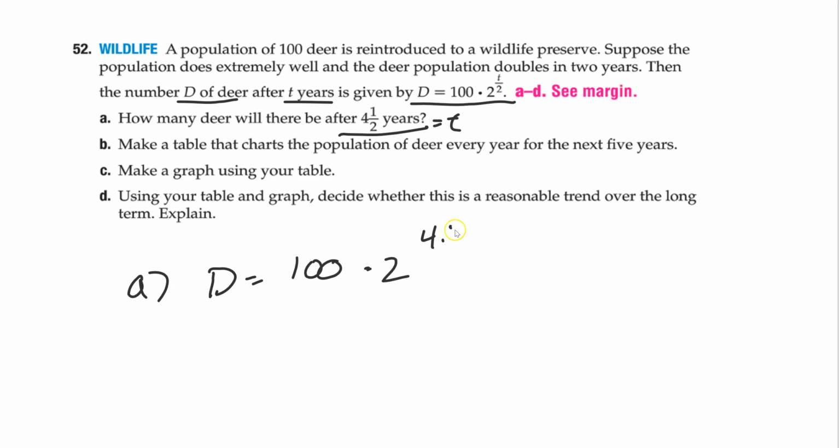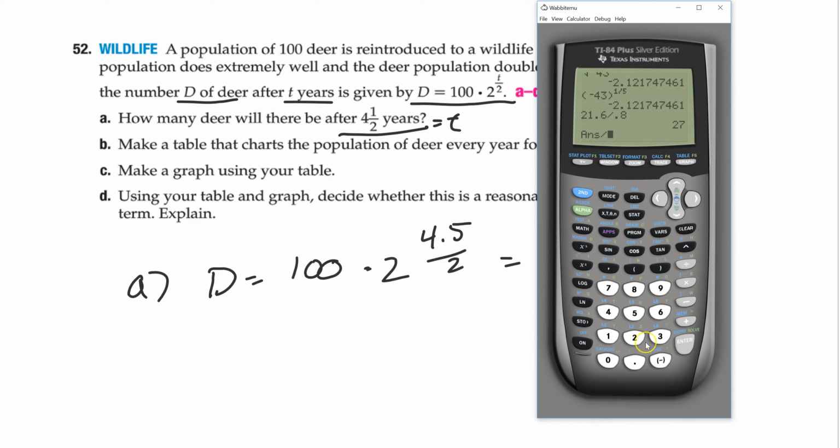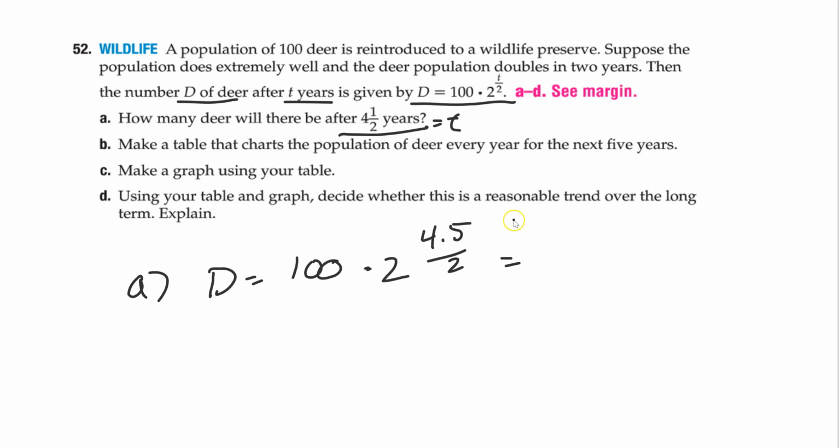So I can plug in 4.5 over 2. Again, it's an application problem, so feel free to use your calculator. I want you to use it. I'm going to do that by hand. So it's going to be 100 times 2 to the 4.5 divided by 2. Why did I have that 100? Okay, let's do this. I didn't realize they had answer divided by in front. Delete, delete. Okay, there we go. 475. Actually, I think 476 if we round. About 476 deer.